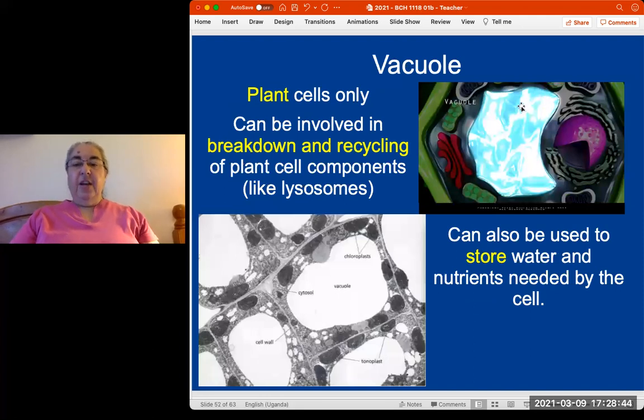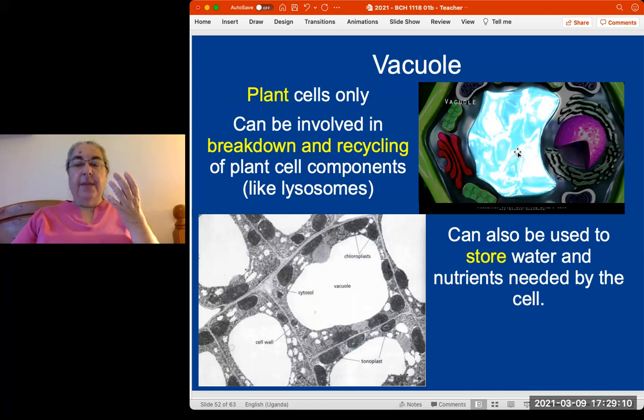You saw from the video that another feature of plant cells is a large vacuole. Animal cells sometimes have small vacuoles, which I haven't really talked about, just small membrane enclosed structures containing and storing other things. Plant cells tend to have one large vacuole that can be used to store water.